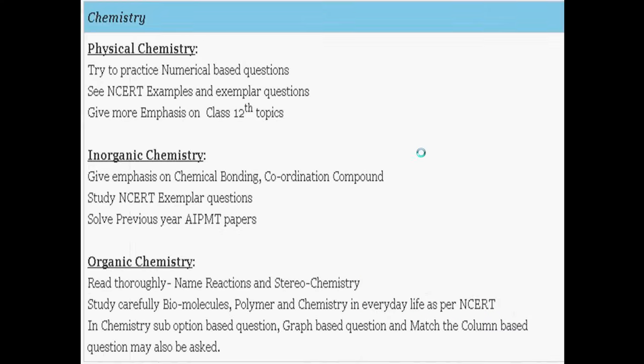Let's talk about physical chemistry in depth. Try to practice numerical-based questions, see NCERT exemplar questions, and give more emphasis on class 12 topics. In inorganic chemistry, give emphasis on chemical bonding, coordination compounds, NCERT example questions, and solve previous year AIPMT papers.